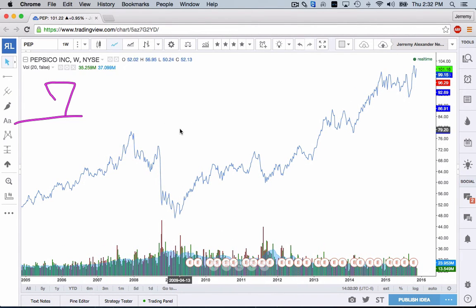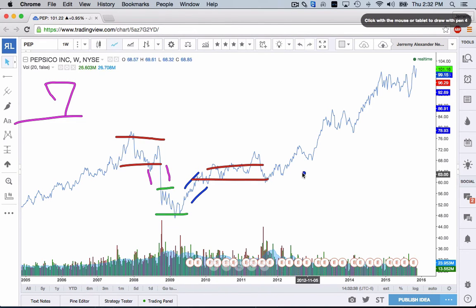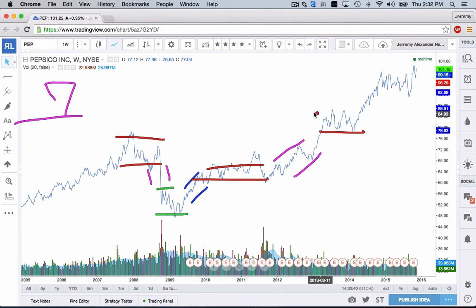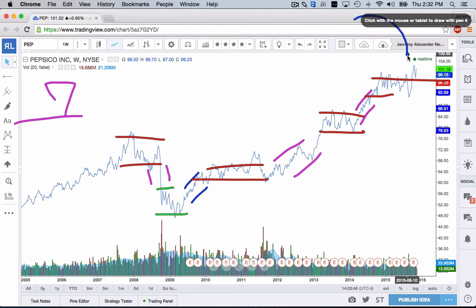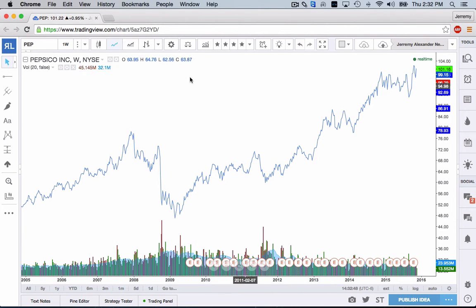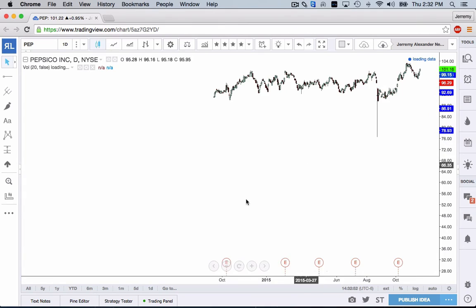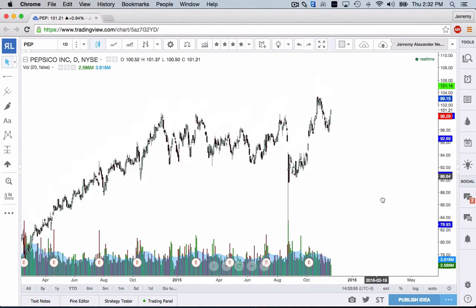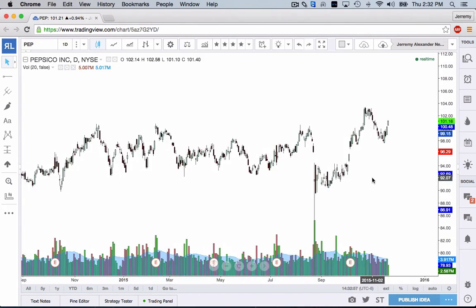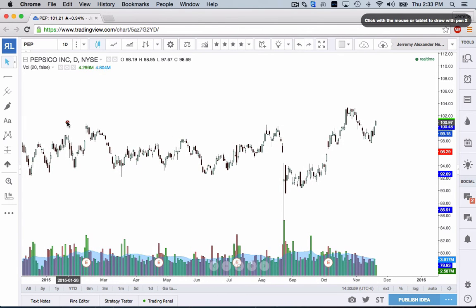And as you guys type in your 7, I'll go ahead and draw some for you. Distribution, public participation, accumulation, public participation, distribution, public participation, distribution, public participation, and distribution again. And it appears that we're starting to break out of some distribution phase. So I can zoom back in here on Pepsi. And thanks for all the 7s, by the way. This is great. And let's look at Pepsi.